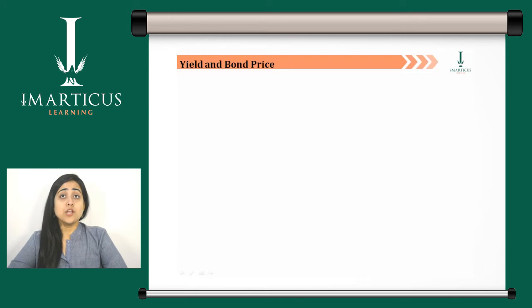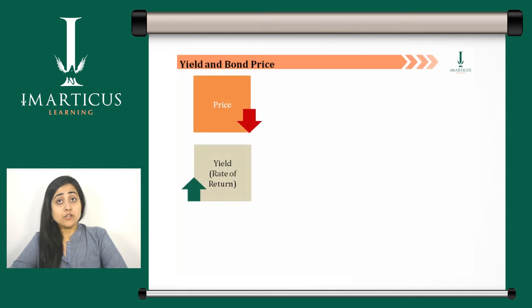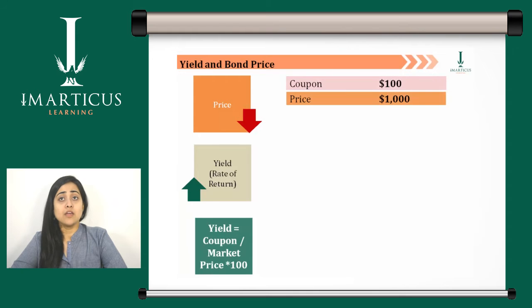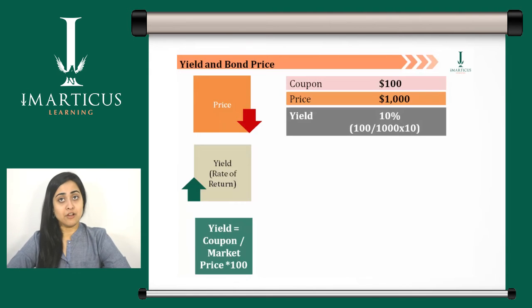Moving on to the correlation between the yield and bond price. Yield refers to the rate of return, which changes inversely with price. Yield is calculated as the coupon divided by the market price, multiplied by 100. Let us look at scenario 1. If the coupon is $100 and the market price is $1,000, the yield will be 100 divided by 1000 multiplied by 100, which will result in 10%.